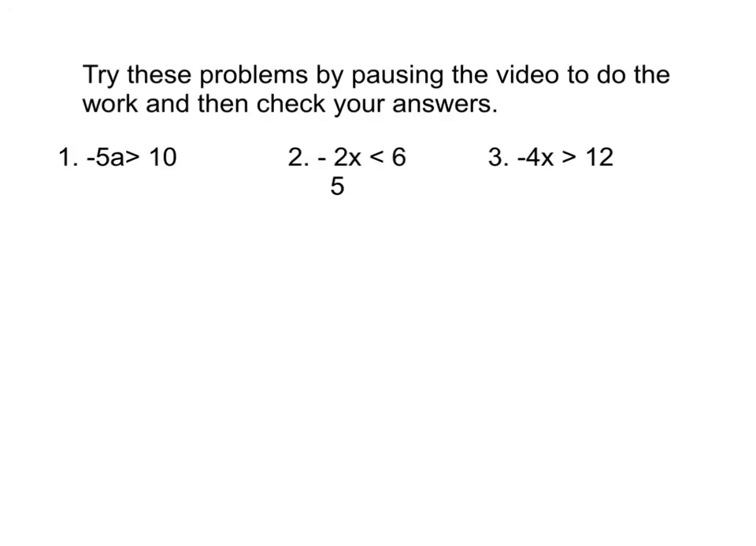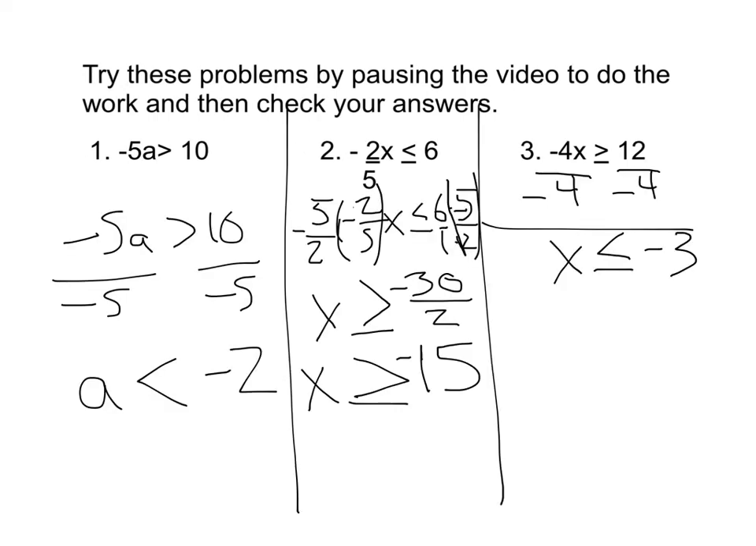For these next 3 problems, I want you to try these 3 by pausing the video to do the work and then play the video to check your work. For number 1, we have negative 5a is greater than 10. I divide both sides by negative 5. That causes my sign to switch. So I'm left with a is less than negative 2.